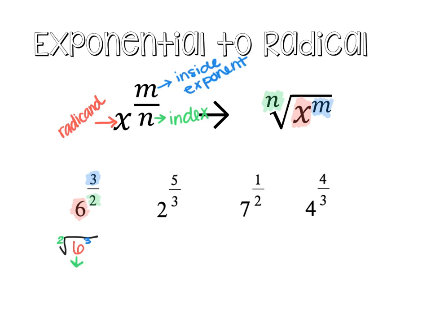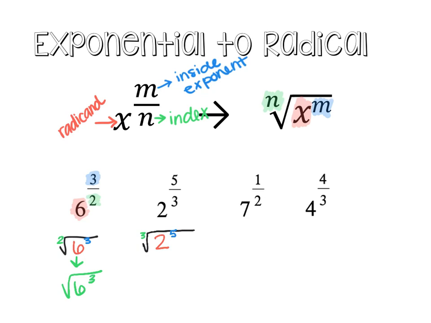Now that's probably going to be written like this because I don't have to write an index of 2, it's just assumed. So looking at the next one, I'm going to have a radicand of 2 because that's my base number, raised to the power of 5 because that's my numerator, with a 3rd index or a 3 index. So that's the cube root of 2 to the 5th power.